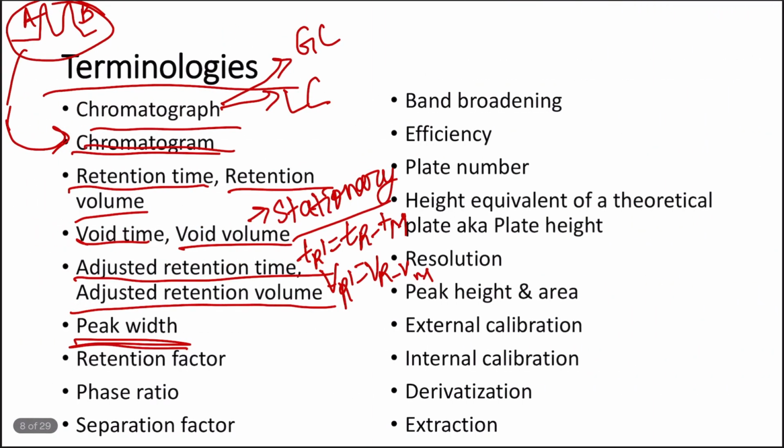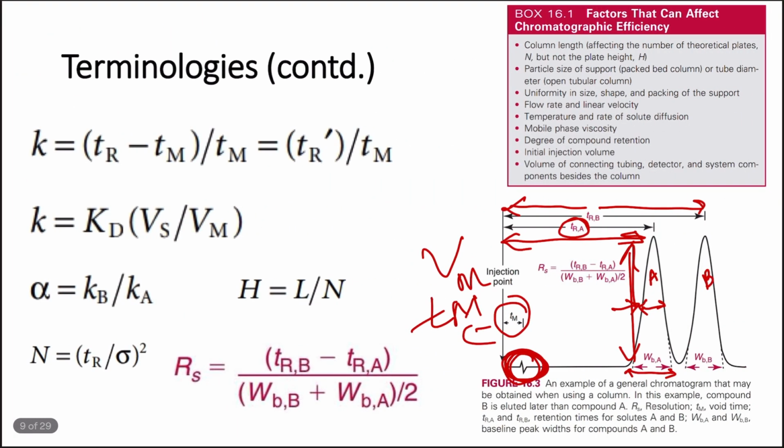Now coming to the next thing, the retention factor. Retention factor can be represented by the letter K, as you can see here. So what is retention factor? Retention factor is nothing but the adjusted retention time divided by the void time, that is TR minus TM by TM, so TR dash by TM. So this is the retention factor.